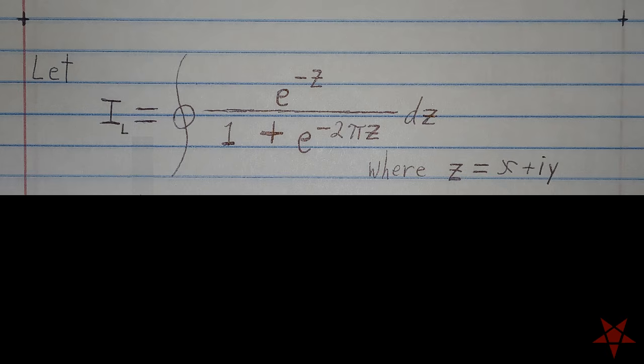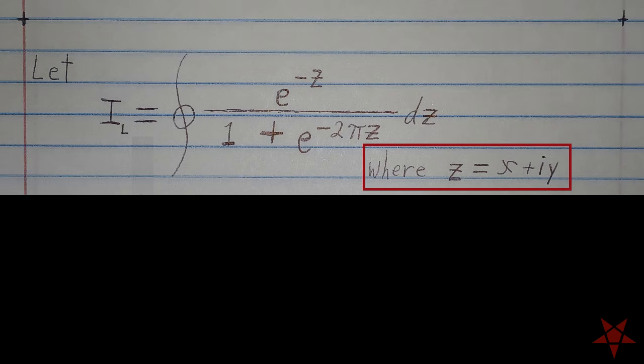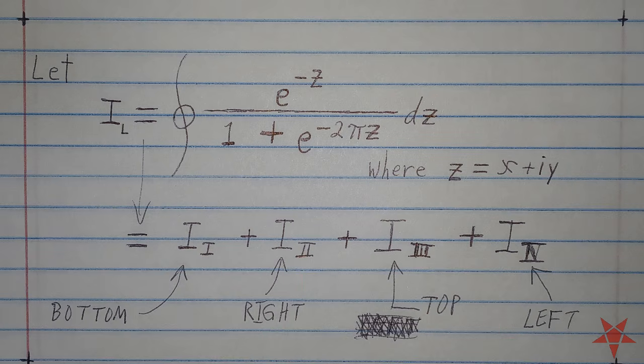We will refer to the aforementioned contour integral as I sub L, where L stands for loop, and where z is equal to x plus iy. I sub L is equal to the sum of the 4 individual path integrals, and we will denote them as capital I sub Roman numeral 1 for the bottom, capital I sub Roman numeral 2 for the right side, capital I sub Roman numeral 3 for the top, and finally capital I sub Roman numeral 4 to describe the path integral on the left side.